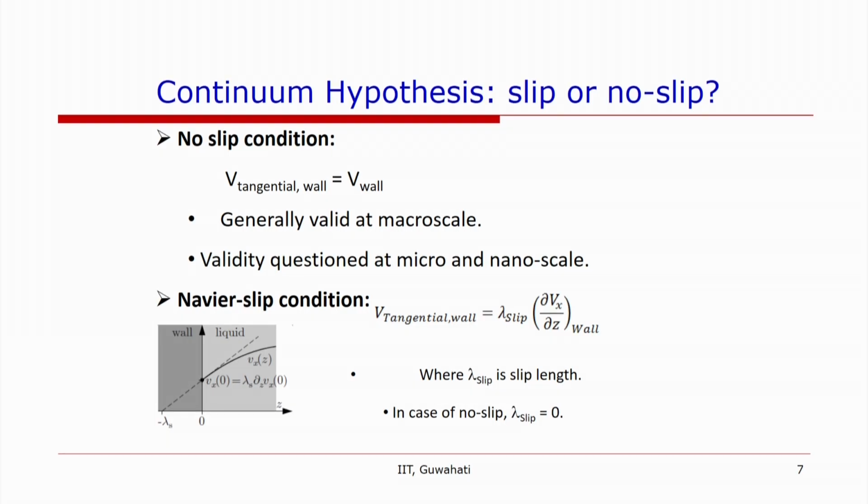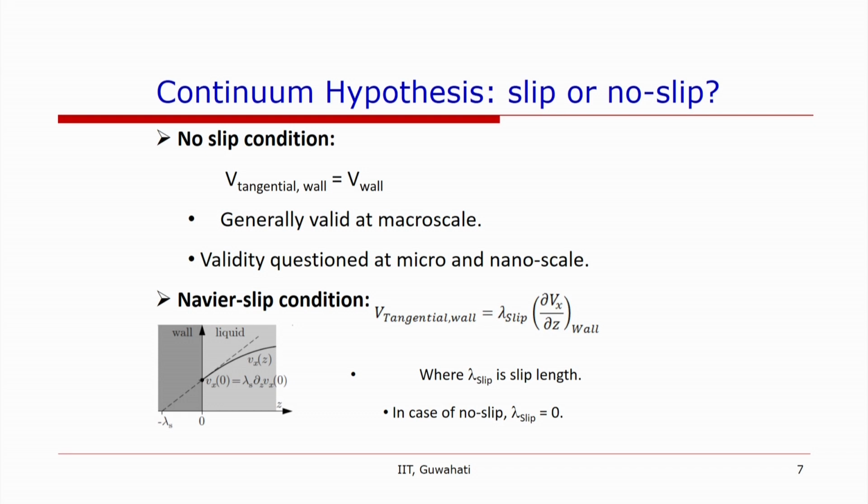Having said that, another effect related to the continuum hypothesis is the slip boundary condition at the solid surfaces, and it has often been a contentious issue, that is, is there a no slip condition in the microchannels, or is there a slip condition in microchannels. So let us look at what this no slip and slip business is about.